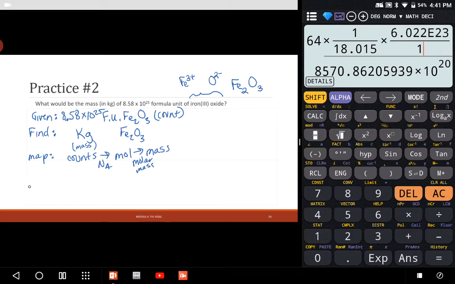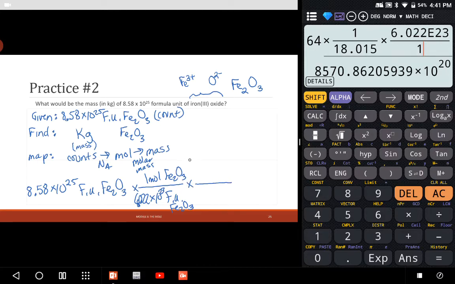So I'm going to have to start with my 8.58 times 10 to the 25th power formula units of Fe2O3. I'm going to have to cancel out my formula units of Fe2O3 and get into moles of Fe2O3. This is Avogadro's number. And then I'm going to have to use my molar mass.